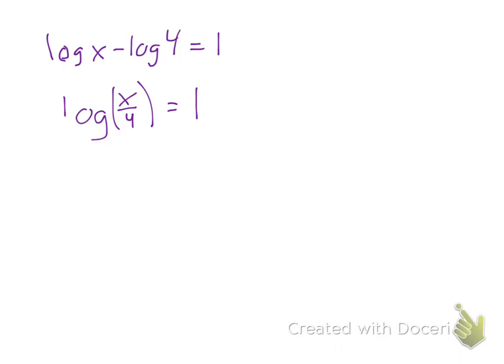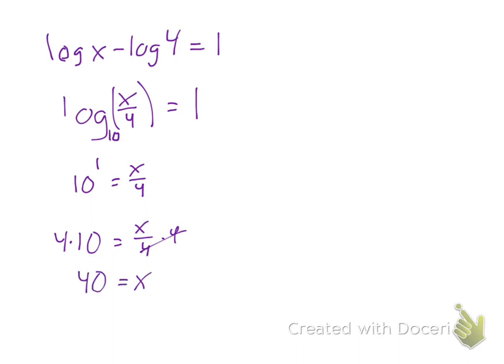Now, it was kind of important that you guys recognize that what was tucked in here, as I already said, is a 10. Because now you're back to that point that we talked about earlier of just switch it out. So this would be 10 to the 1st power equals x over 4. Well, anything to the 1st power is that thing. So 10 equals x over 4. Multiply both sides by 4. Those 4's cancel. And x is equal to 40.